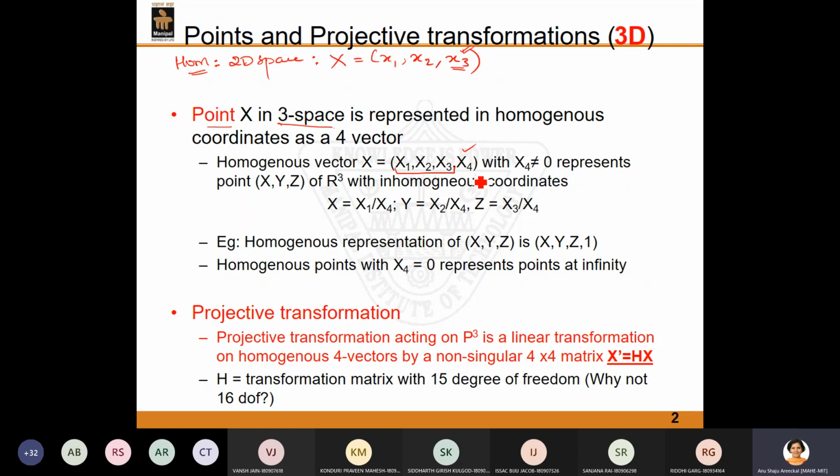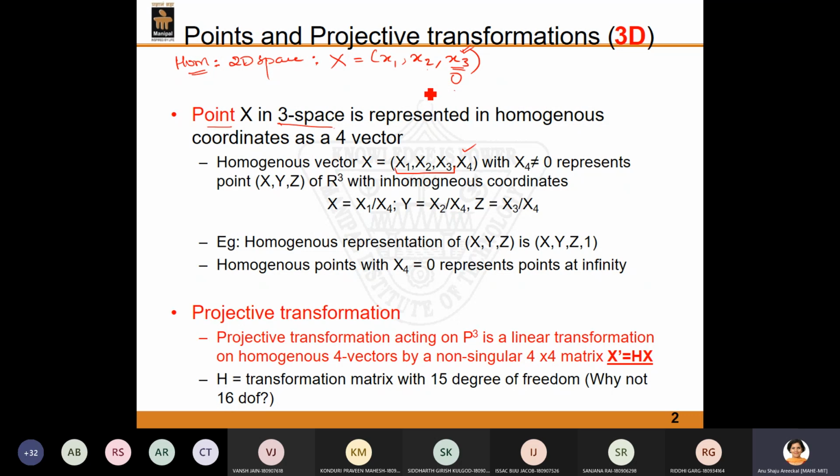Now, what if this coordinate x4 is equal to 0? So for example, over here, if I get some values of x1 and x2, and the last coordinate is equal to 0, what can I say about this point? Where would be the location of this point? This point would be located at infinity.